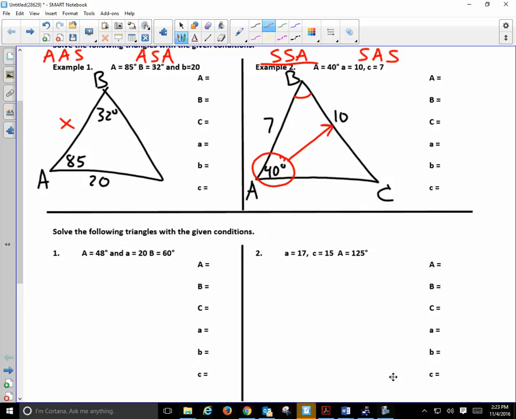So let's solve this one together. I have angle A as 40 degrees. I have side C is 7. I have side A is 10. What would you like to solve for first? Do you think we'll be solving for an angle or a side in this situation?